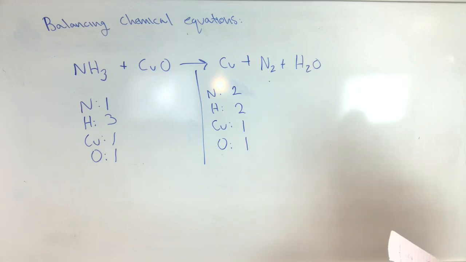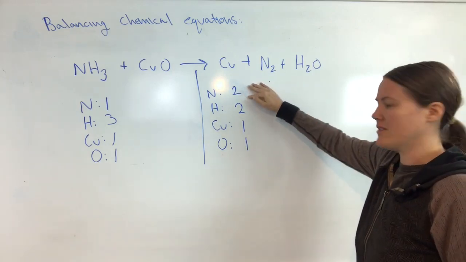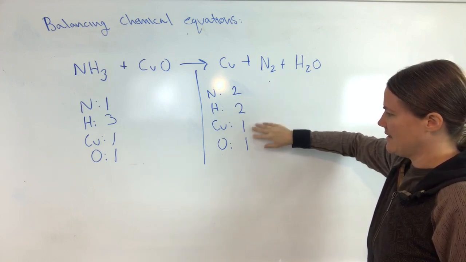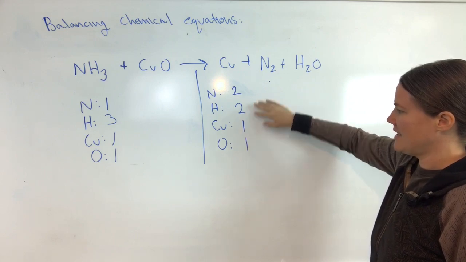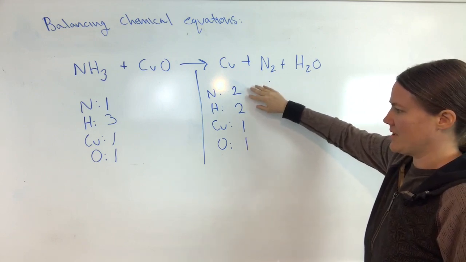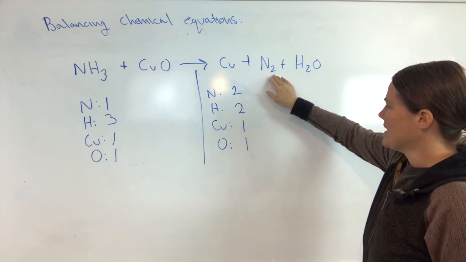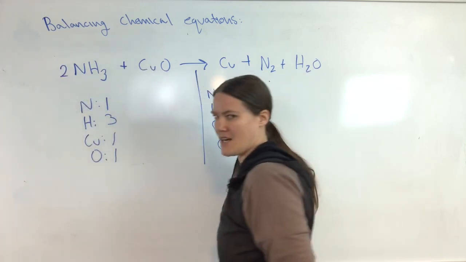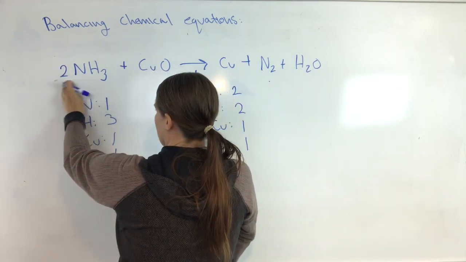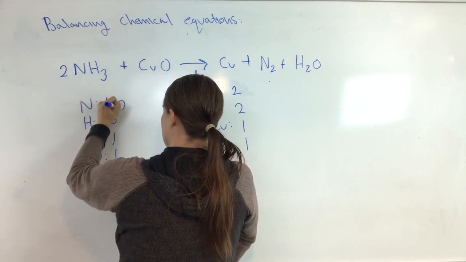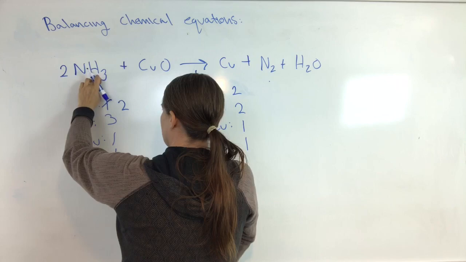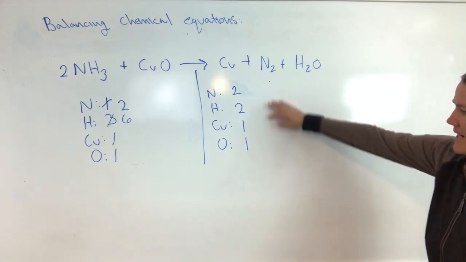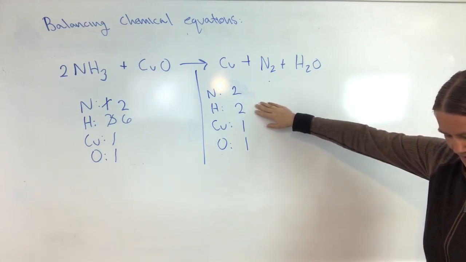So what I want to do is actually balance the nitrogen first. So copper is already balanced, and oxygen is, and I'm going to leave hydrogen for now, so I'm going to balance this nitrogen. So I have 2 nitrogens here, and I have 1 over here, so I need to multiply the nitrogens on this side by 2. So I'm going to multiply this by 2. So now I have 2 nitrogens, and I have 6 hydrogens. So now my nitrogens are balanced and my hydrogens aren't.